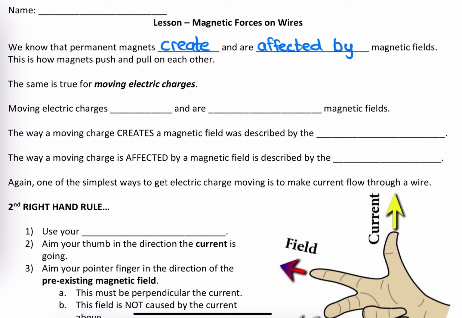Now, the same is true for moving electric charges. What we've seen just recently is that a moving electric charge, like current running through a wire, has a lot of the same properties as a permanent magnet. Both of them create magnetic fields. So moving electric charges also create and are affected by magnetic fields.